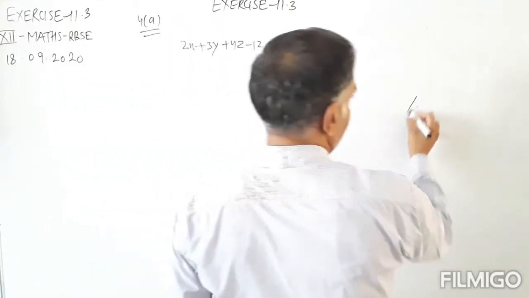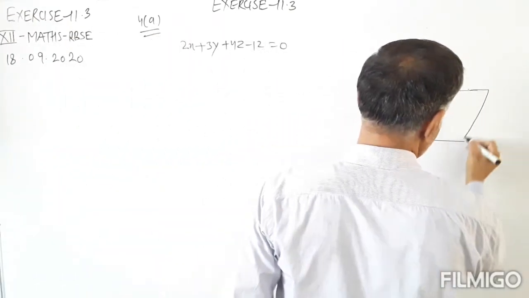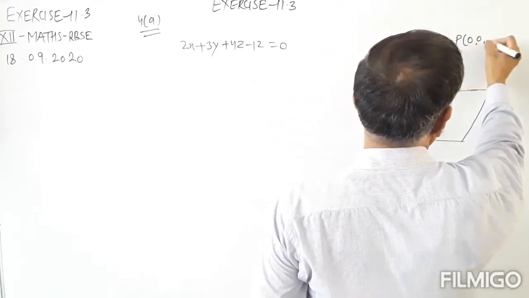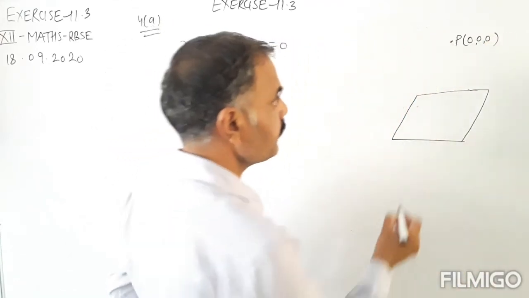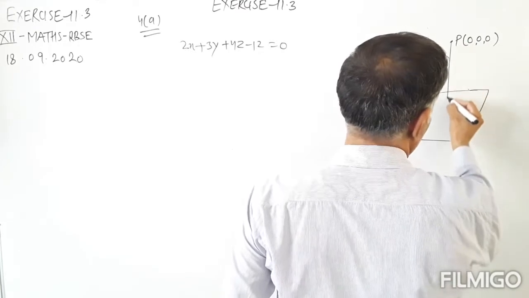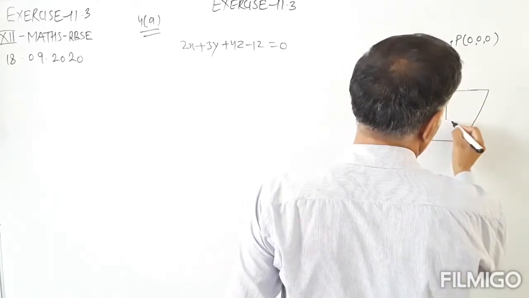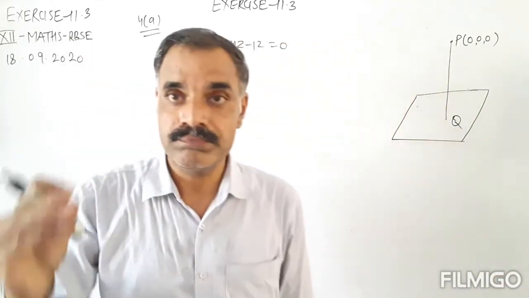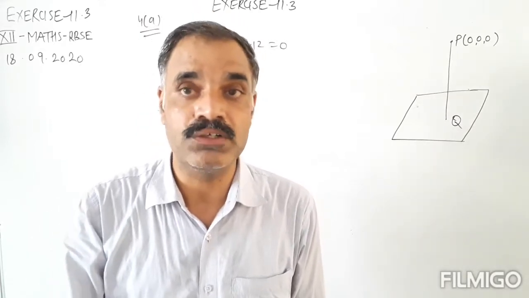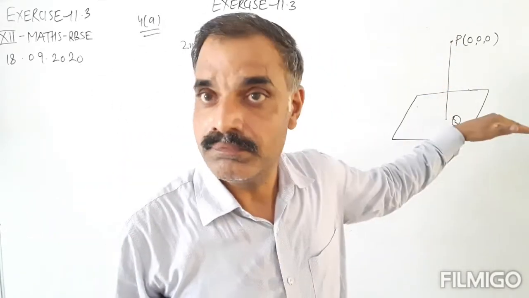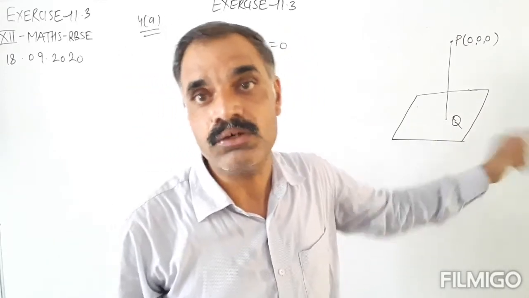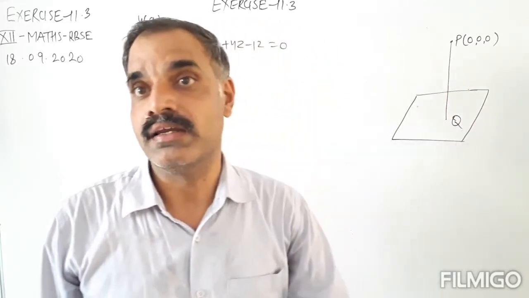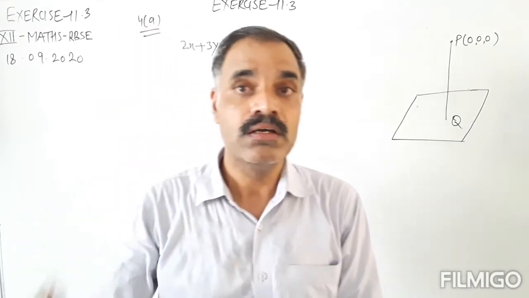So this is the plane. A point is given, that is the origin. Point P is given as the origin. Okay, and from this we draw a perpendicular on this plane. Q is the foot of perpendicular, meaning the point of intersection of this perpendicular with the plane. This point Q lies on the plane and also lies on the line PQ. The line passes through the origin.